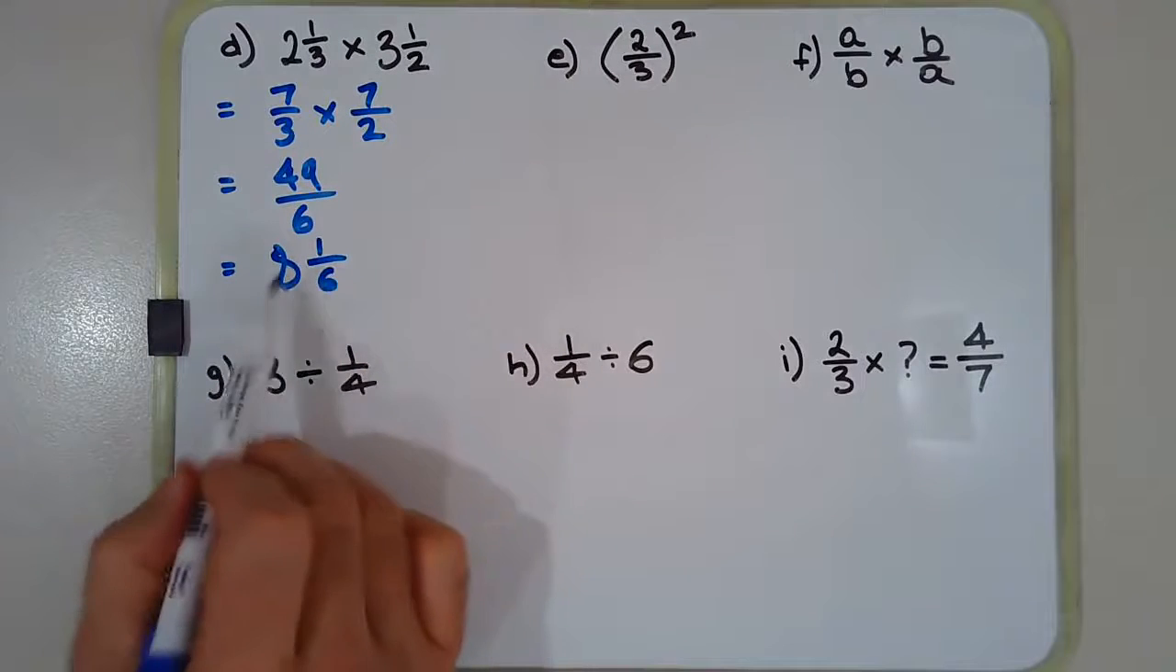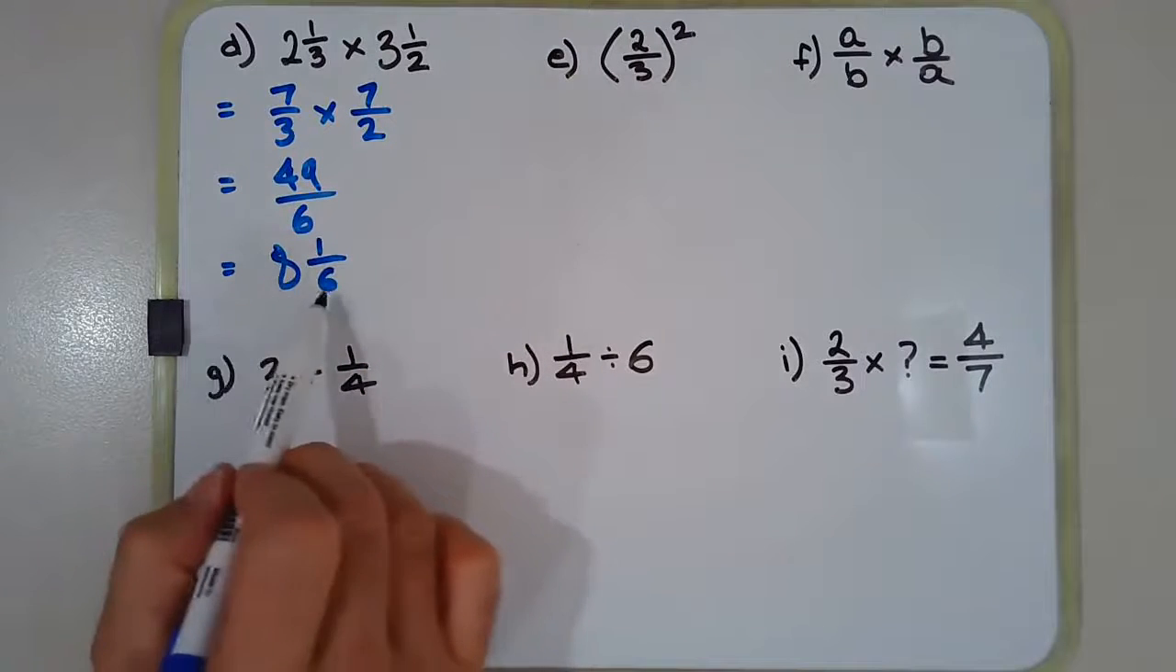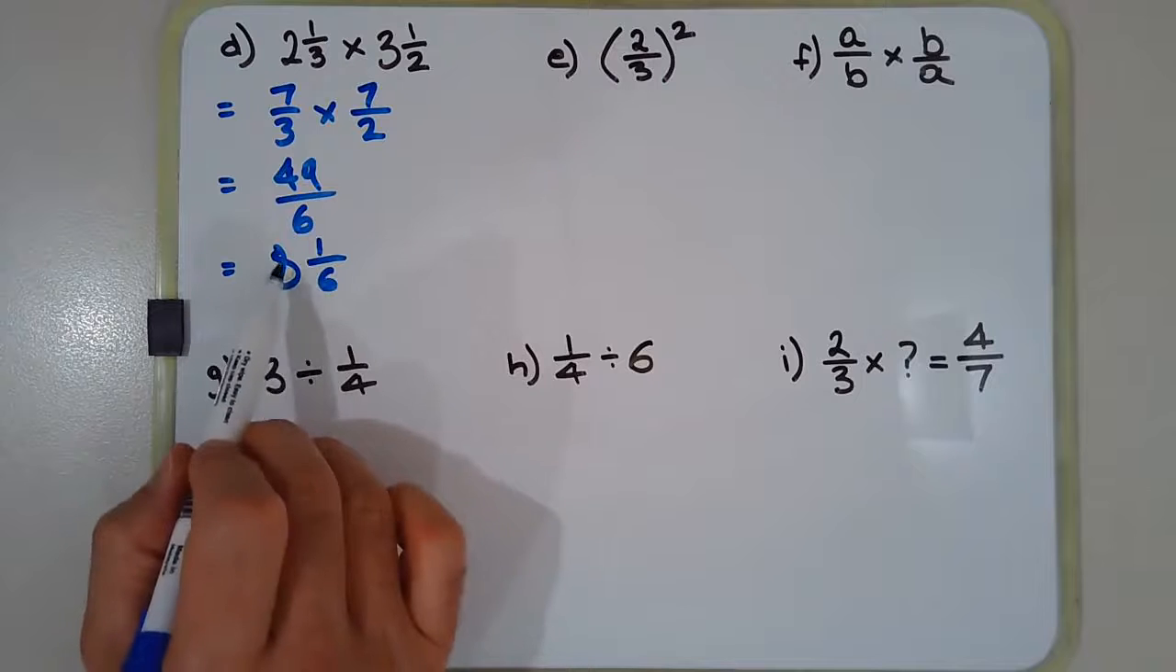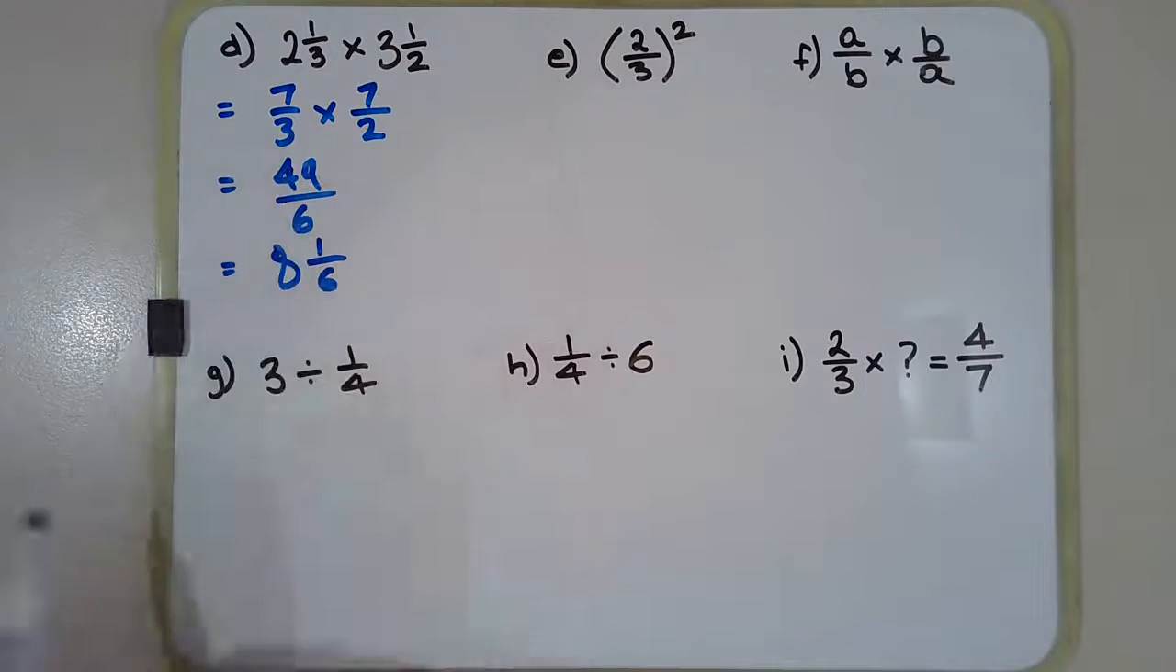To check to make sure you got this right, use multiplication. 8 times 6 is 48. 48 plus 1 is 49. So that's correct. Let's look at part E.